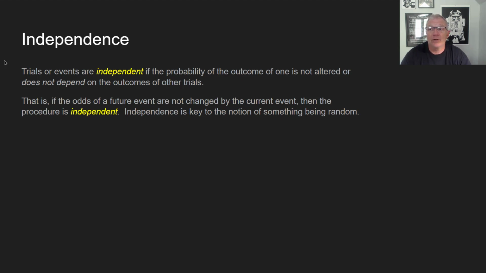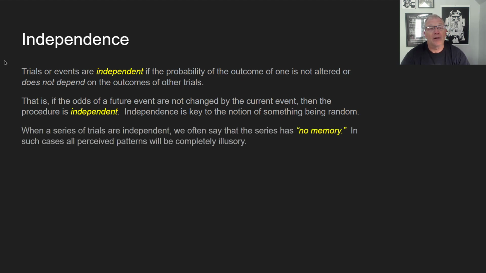Independence is the key notion to something's being random as well. And random systems or random outputs is another concept we're going to talk about today. When a series of trials are independent, we often say that the series has no memory. I talked about that last time with the die doesn't remember what it did before. The universe is not trying to push a tails out of your flipped coin. The coin doesn't remember. It has no record of what it did in the past. In such cases, all perceived patterns are usually illusory.